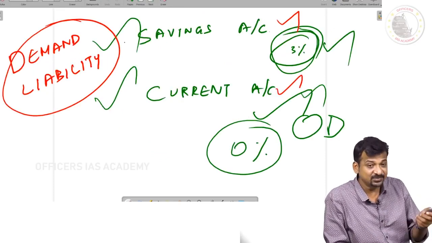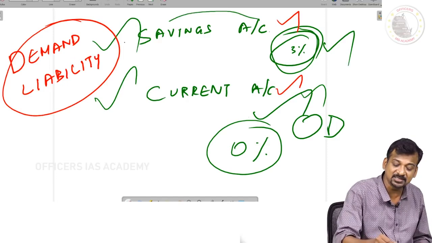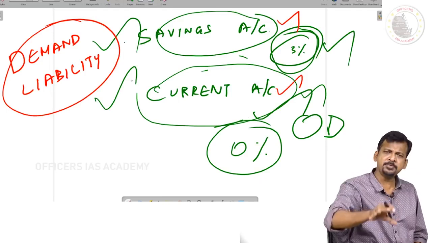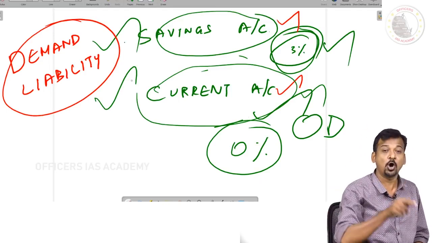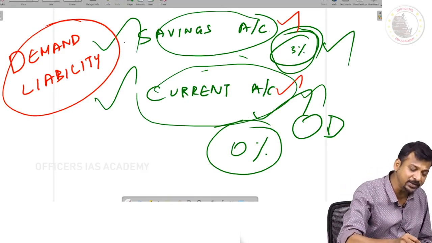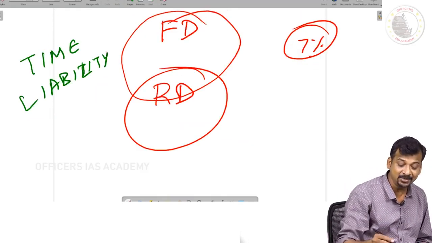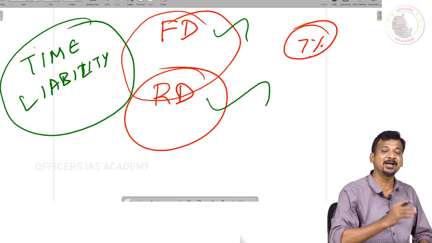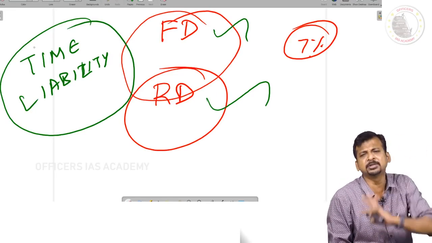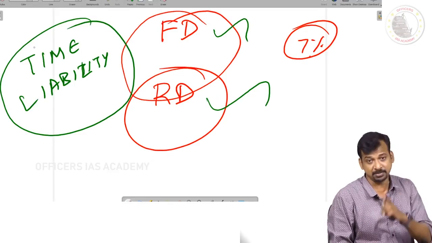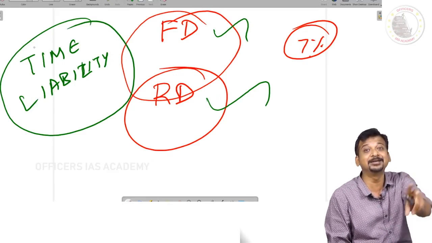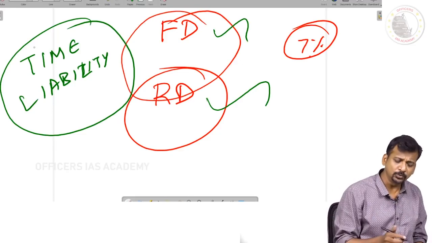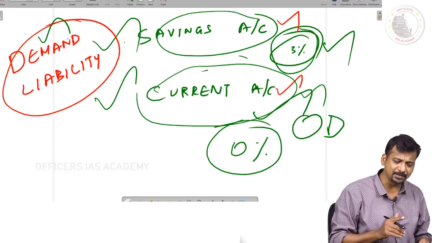So, we have seen that savings account and current account are all demand liability. Whenever you ask, the bank has to pay. So, on demand, the bank has to pay. That is why it is called demand liability. On the other hand, if you see fixed deposit or recurring deposit, there is a time liability. The bank will pay only after the time. However, if it is an emergency, you say, sir, I want this money, yes, the bank will pay you. However, they will put a penalty interest on you. So, you won't get the full amount. Some penalty they will put, but the balance they will give. So, there are two types of liabilities. One is demand liability, another is time liability.